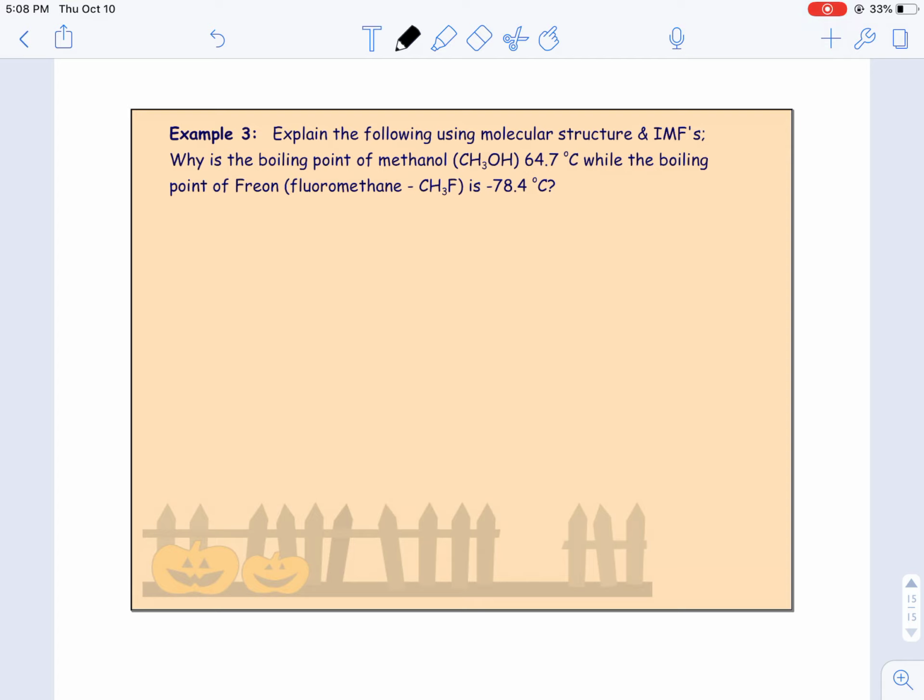Explain the following using molecular structure, that should say polarity, and intermolecular forces. Why is the boiling point of methanol 64.7 while the boiling point of Freon is negative 78? So in other words, why is methanol's boiling point so much higher than Freon's? So again, the first thing you want to do is draw out the structures and see what types of intermolecular forces you're going to end up with.